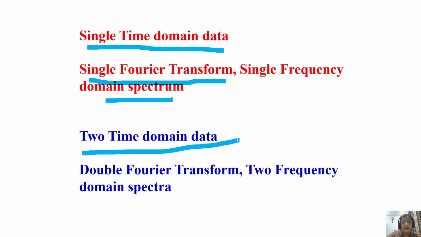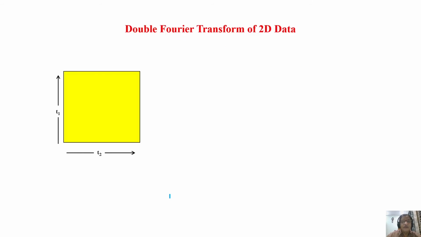Now we have two time domain data. Data acquired in the time domain, oscillatory, damped oscillation decaying signal in the T2 period and also in the T1 period. So we have two time domain data, and we make a double Fourier transformation in both the dimensions. Do the Fourier transformation in this dimension and the Fourier transformation in this dimension. In other words, do the Fourier transformation in the T1 dimension and also in the T2 dimension. You can do a double Fourier transformation. What you are going to get is two frequency domain spectra. So you are going to get frequency in both the dimensions.